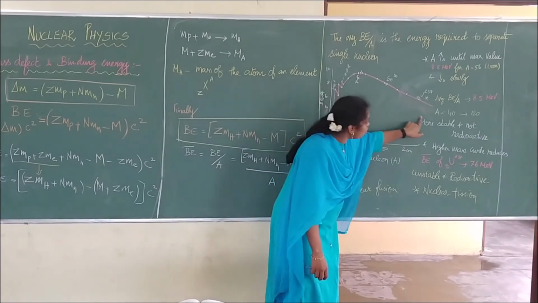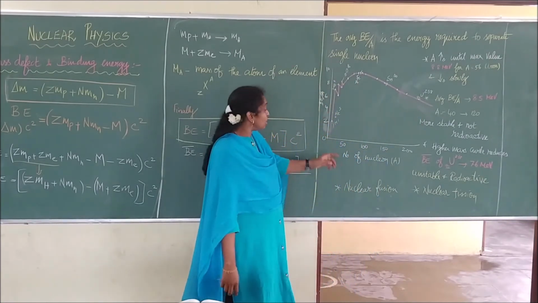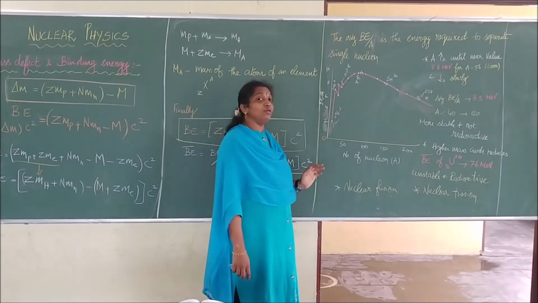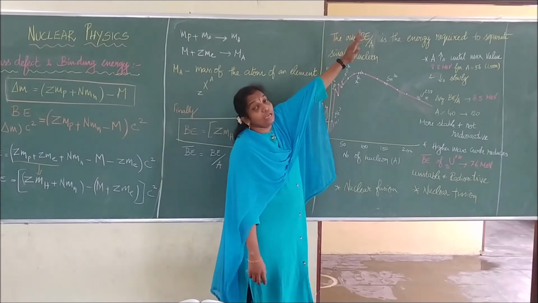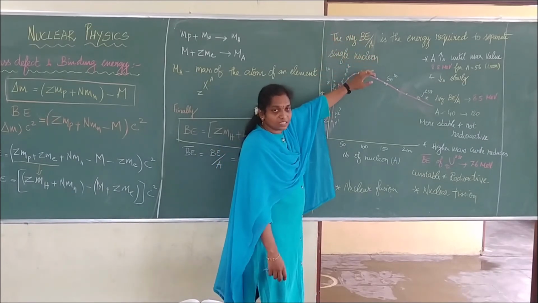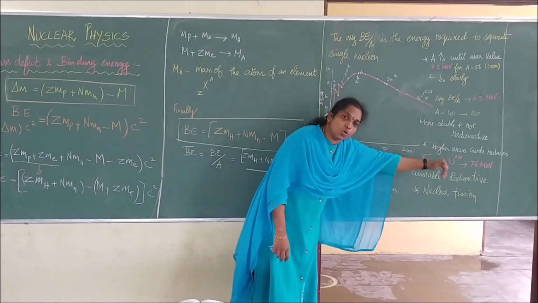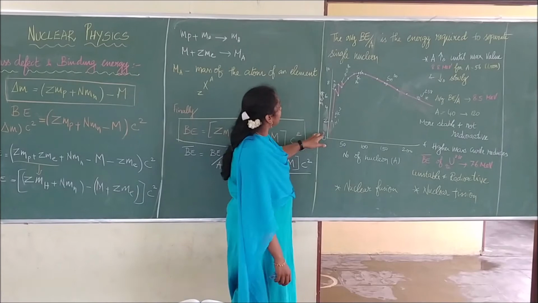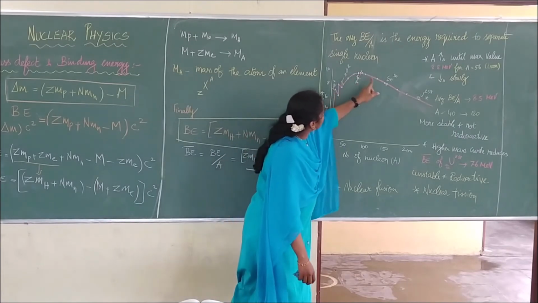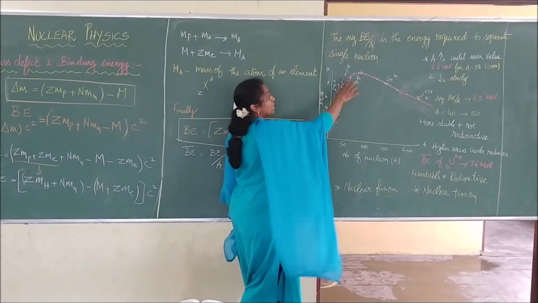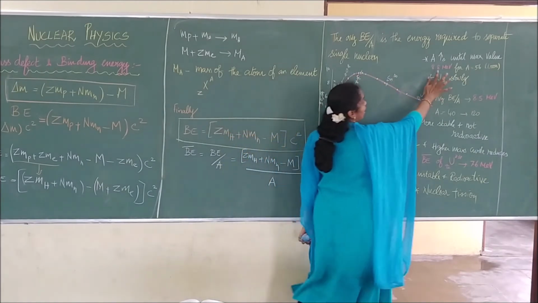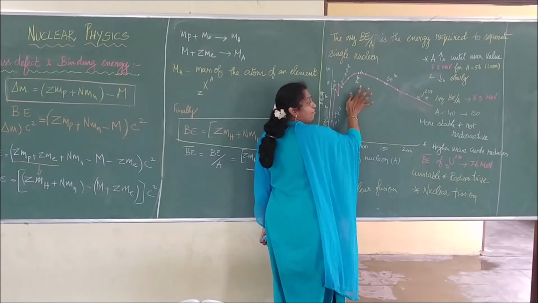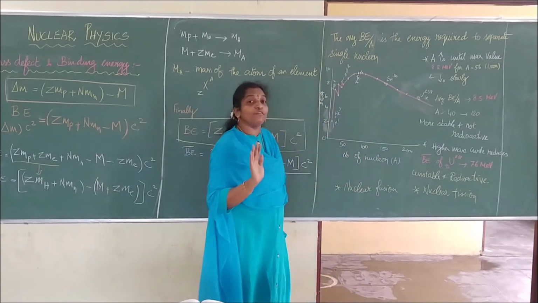After that, it slowly decreases. From the basic value 1 up to a value of 56, the curve is sharply increasing. After the mass number 56, the curve is slowly decreasing. That is the first condition, right? Therefore, the maximum value here is 8.8 million electron volt. Over this region, the average binding energy value is 8.5 million electron volt.